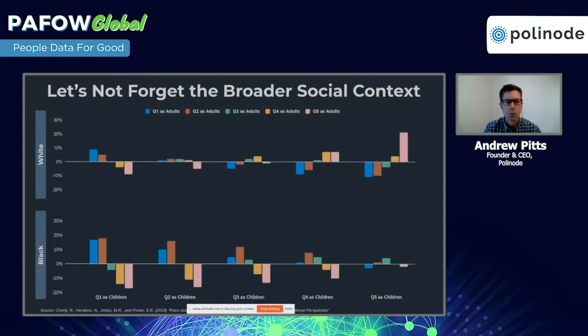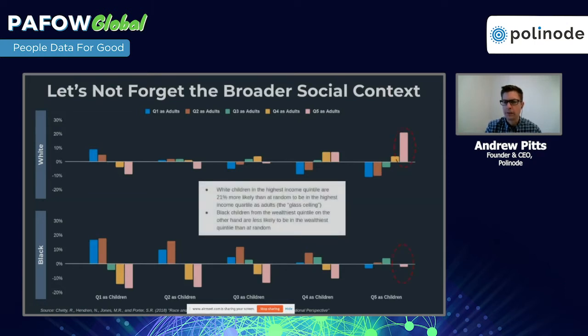So if we look at white at the top and black down the bottom, one of the key points from this is that white children in the highest income quintile are 21% more likely than at random to end up in the highest income quintile as adults. So there's a glass ceiling. And if we look at black children down the bottom, those black children that are born into the highest income quintile are actually less likely to end up in the wealthiest quintile than at random.